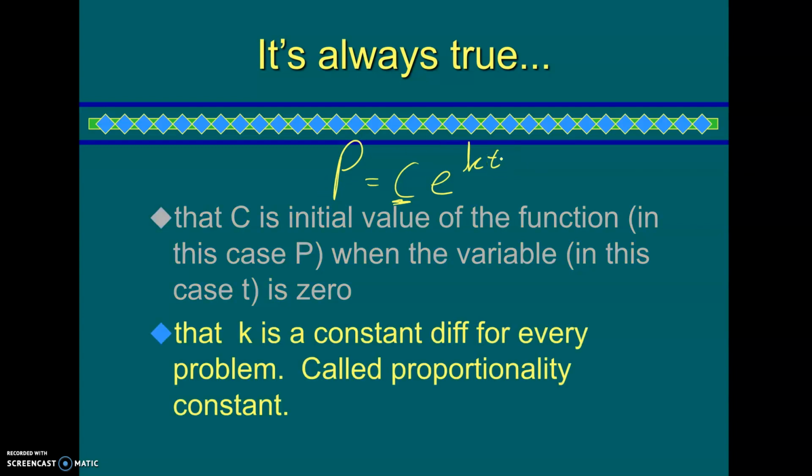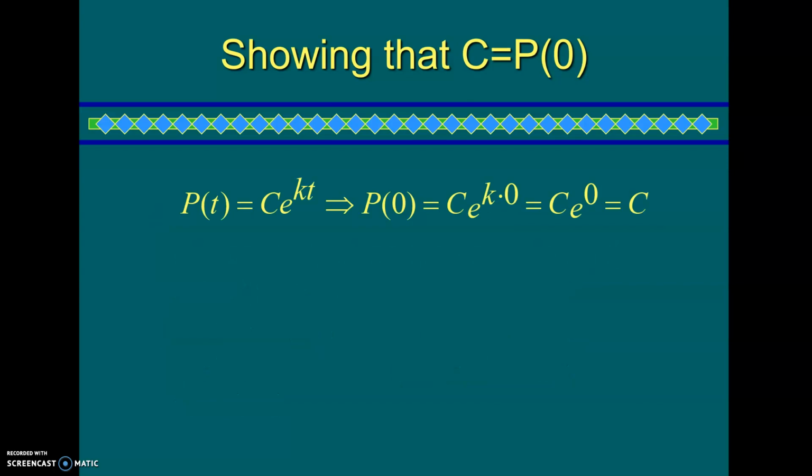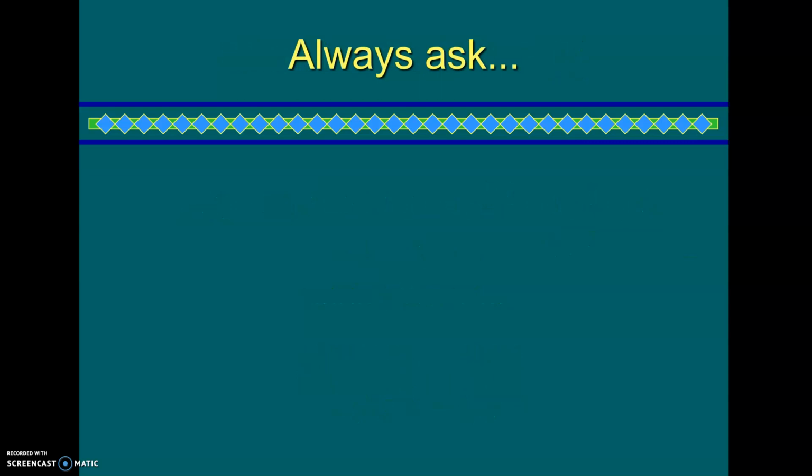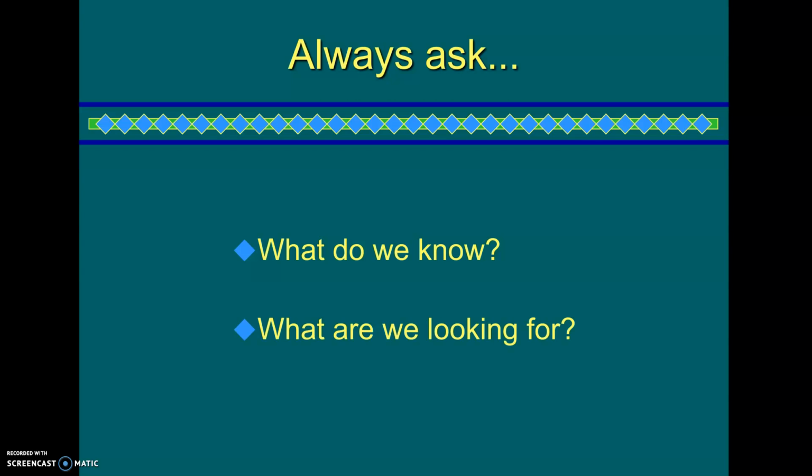All right, so if you think about it, C ends up being your initial value when t is 0. So I'll show that to you right here. If I plug in 0 for t, P of 0, that means I plug in 0 here. I end up with e to the 0, and e to the 0 is just 1, so I end up with C. So at time t equals 0, C is equal to your initial amount. Now, always make sure you ask, what do we know? What are we looking for? To be continued.